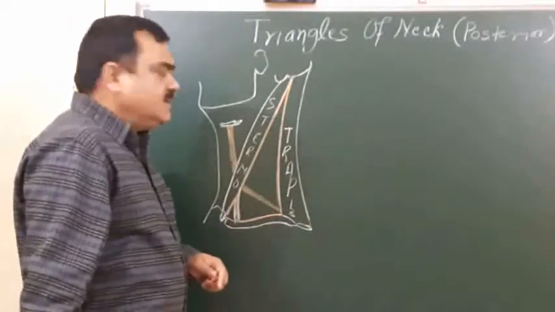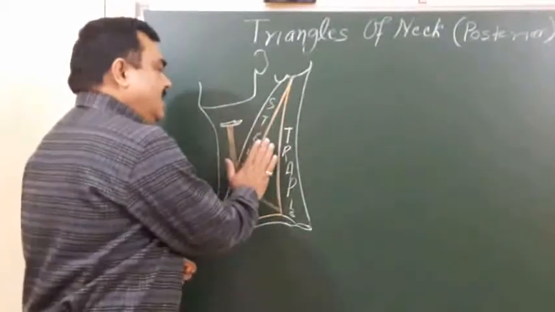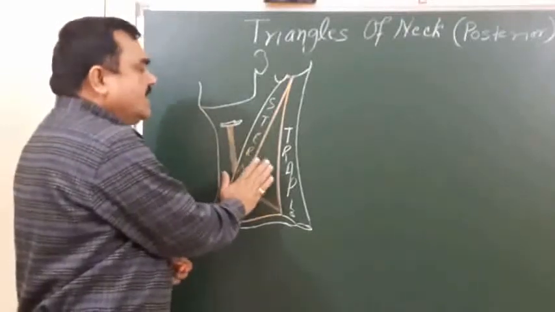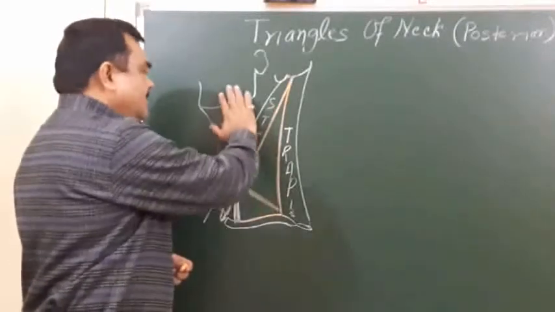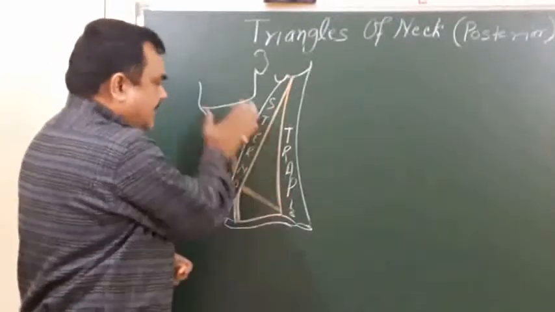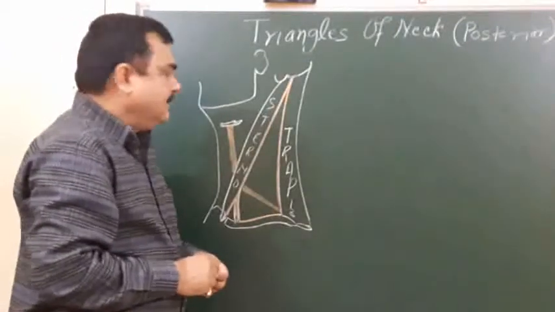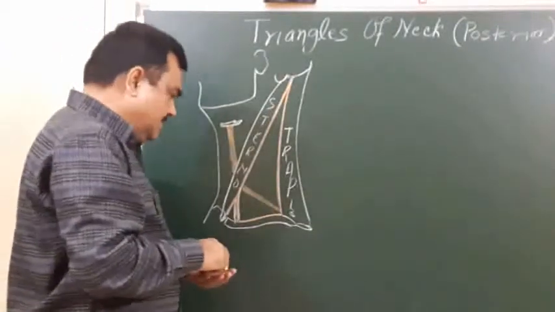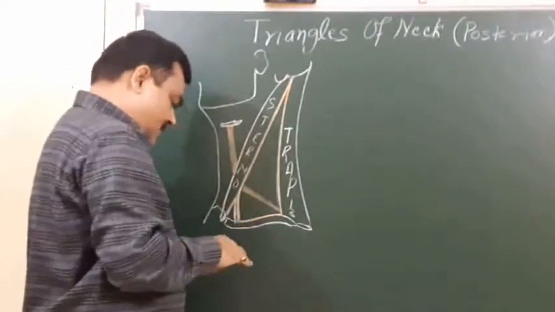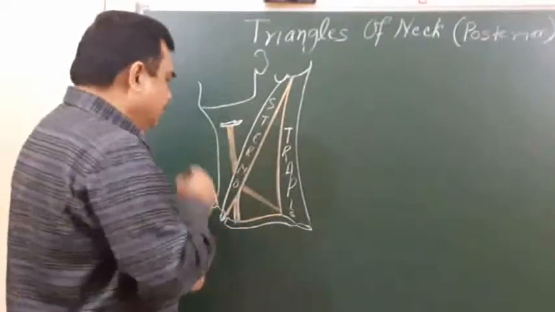Now we will discuss the roof. Here this is covered by skin, then superficial fascia. Superficial fascia contains the platysma muscle, and other structures which lie here. After removing the skin, we will see the contents of the superficial fascia.